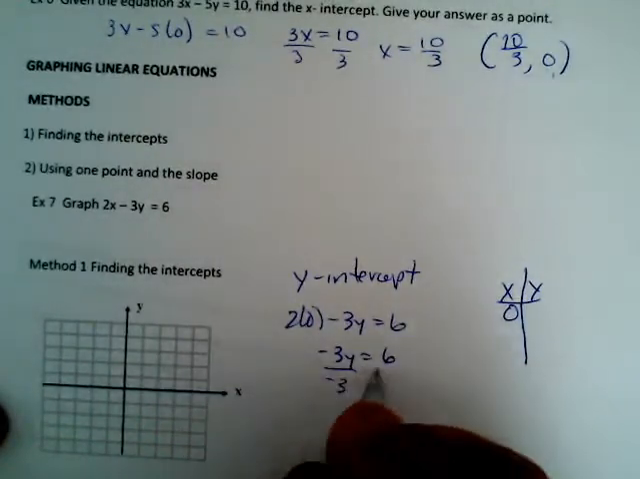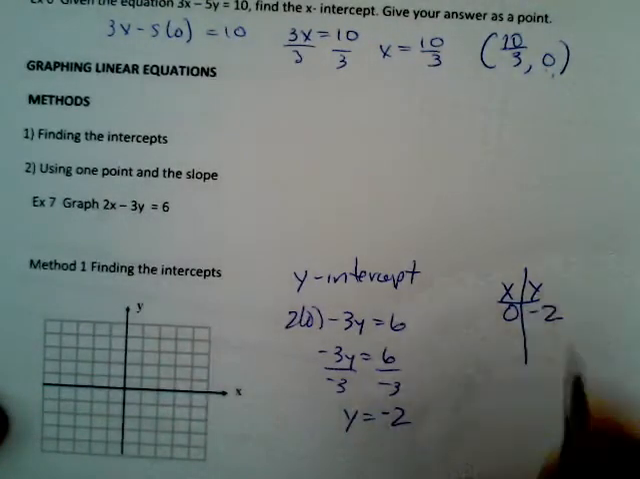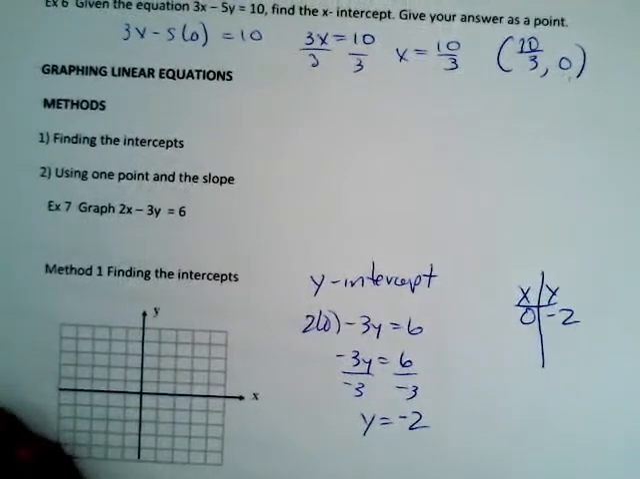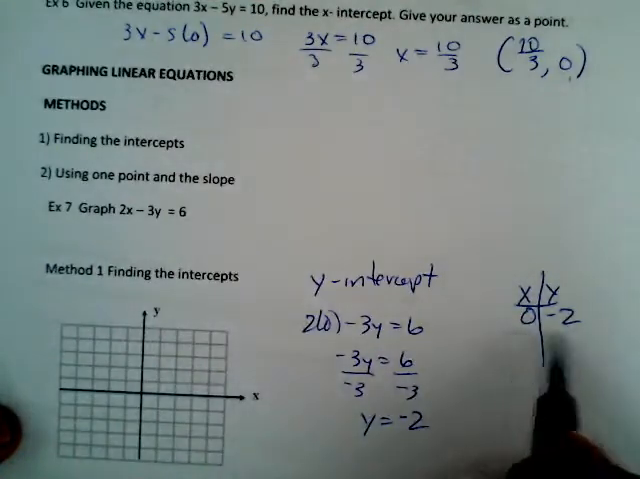Substitute it, divide by -3. And so y is -2. Watch your signs. Okay? No different than what we did finding points. Anytime you're just finding specific points.